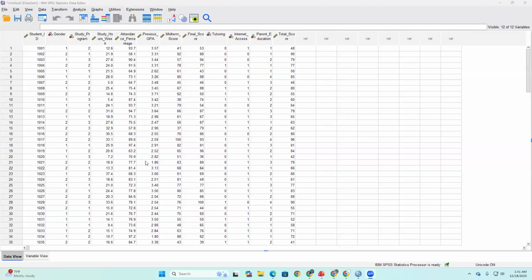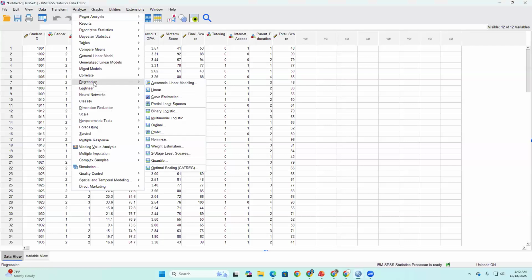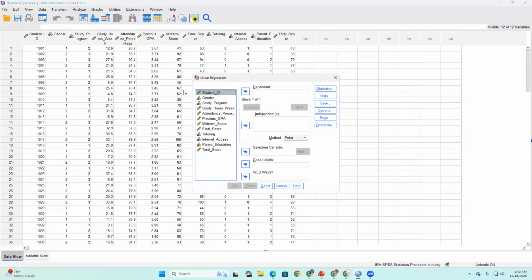Okay, now you can see the regression. You can see binary logistic, multinomial, ordinal. These are different types of regression. Here we are going to apply the linear regression.